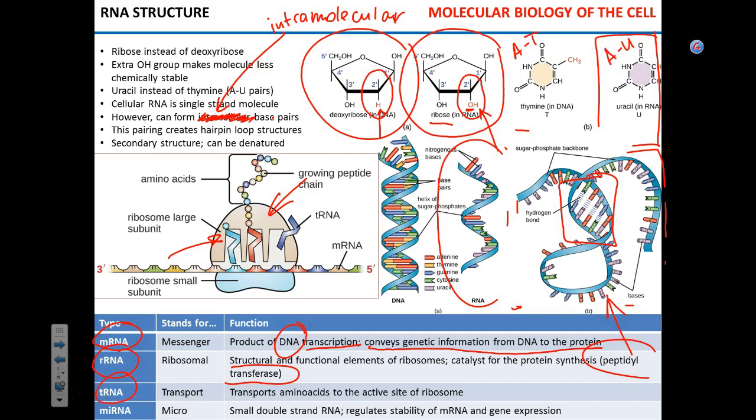tRNA, or transfer RNA, transports amino acids. So this is tRNA here leaving the ribosome. This is tRNA transporting an amino acid into the site of the protein synthesis. So far, does that make sense? Those 3 are pretty straightforward. I want to mention one more.